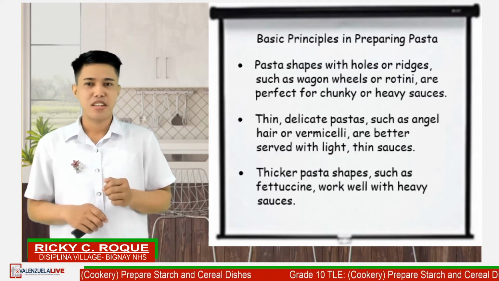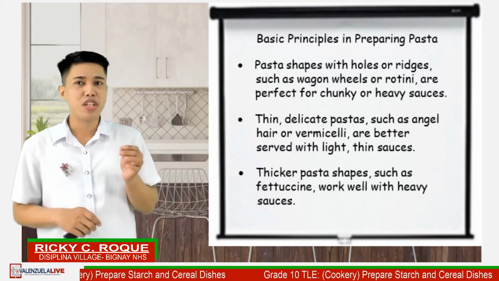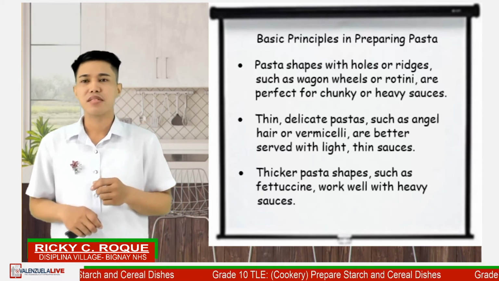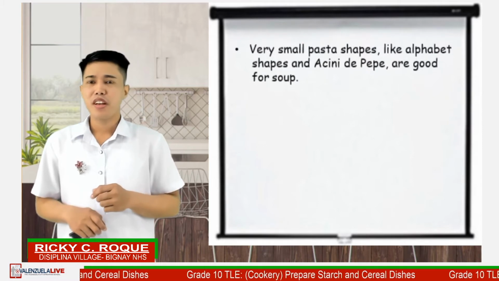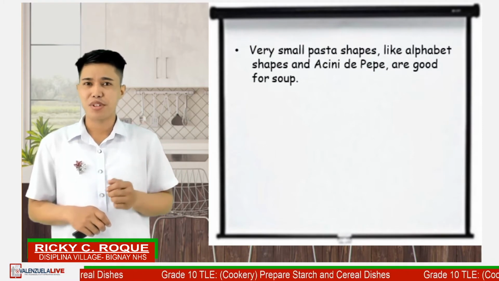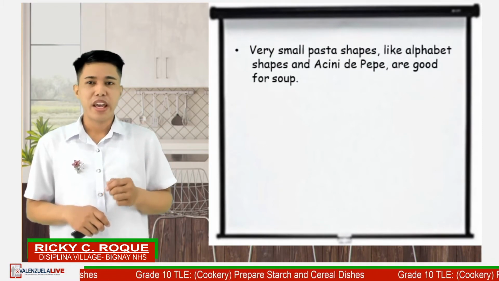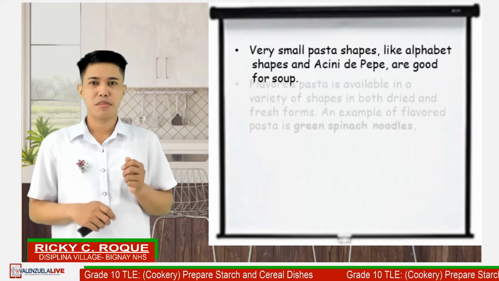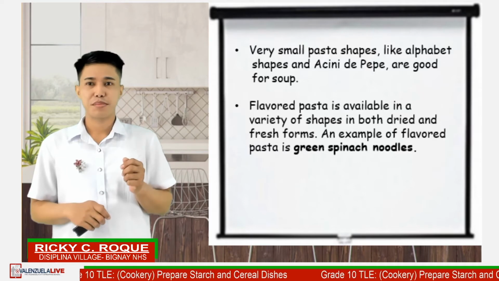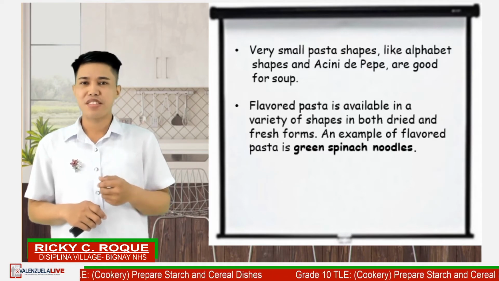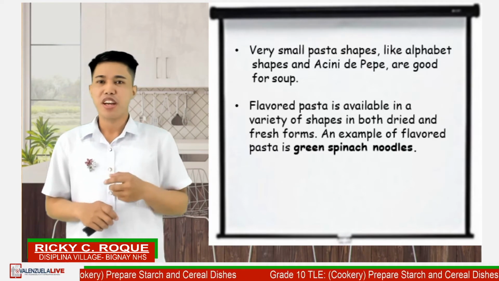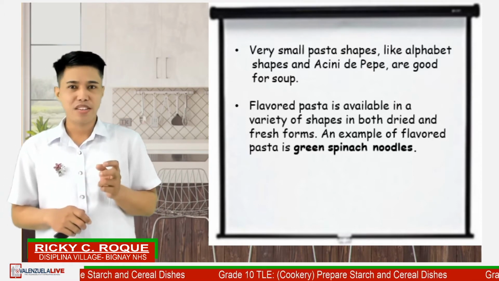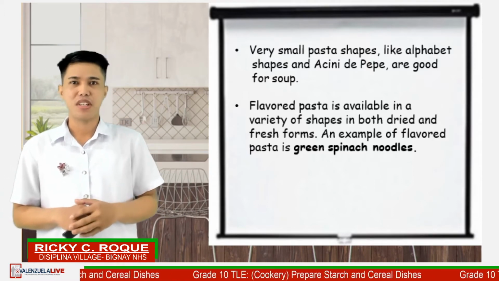Thicker pasta shapes, such as fettuccine, work well with heavy sauces. Very small pasta shapes, like alphabet shapes and acini di pepe, are good for soups. Flavored pasta is available in a variety of shapes in both dried and fresh forms. An example of flavored pasta is green spinach noodles.